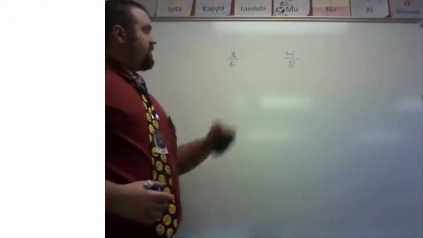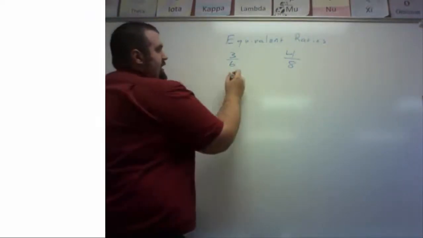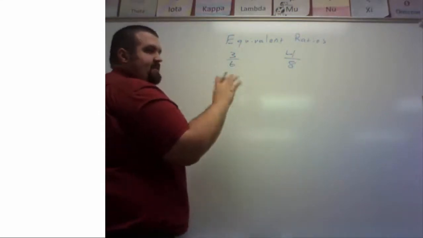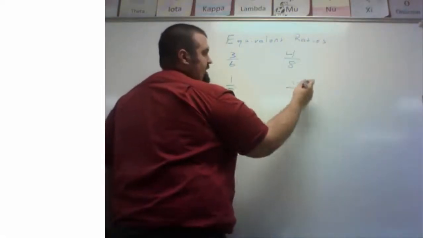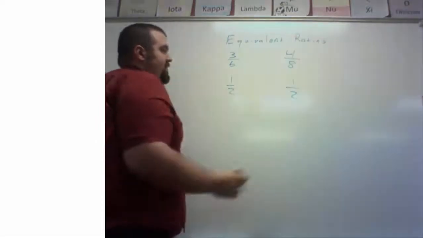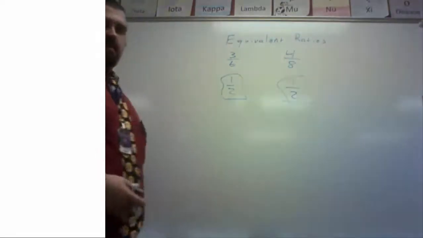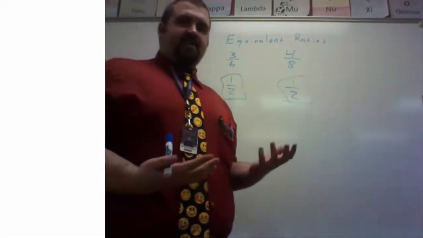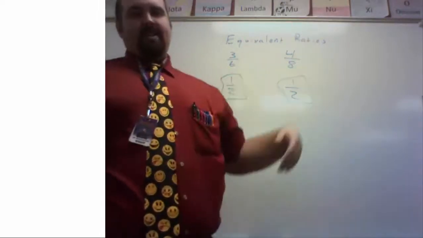These two ratios are equivalent. These two ratios here are equivalent because they both can be simplified down to 1/2. 3 divided by 3 is 1. 6 divided by 3 is 2. 4 divided by 4 is 1. 8 divided by 4 is 2. They both have the same simplified form. So 3/6 and 4/8 are both the same ratio essentially. But because they aren't exactly the same, we call them equivalent, basically meaning of the same value.